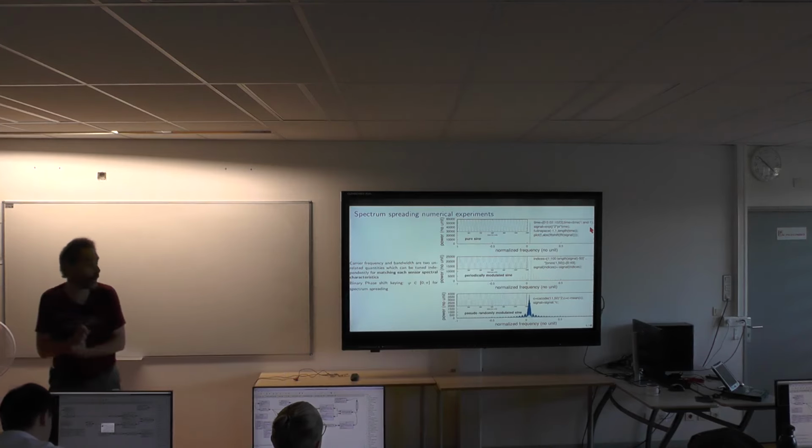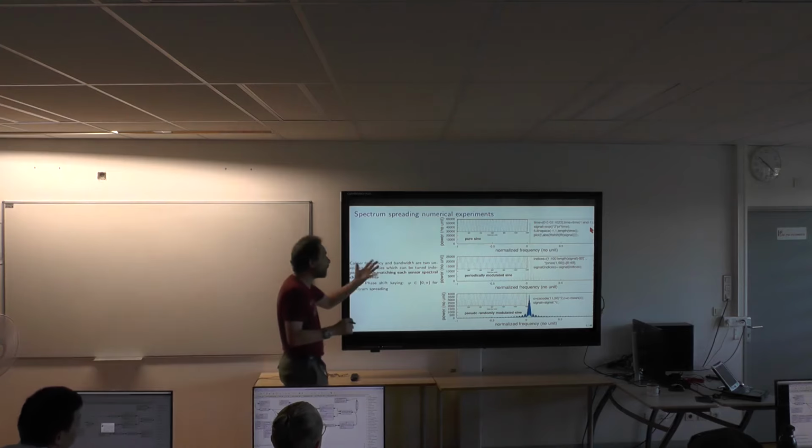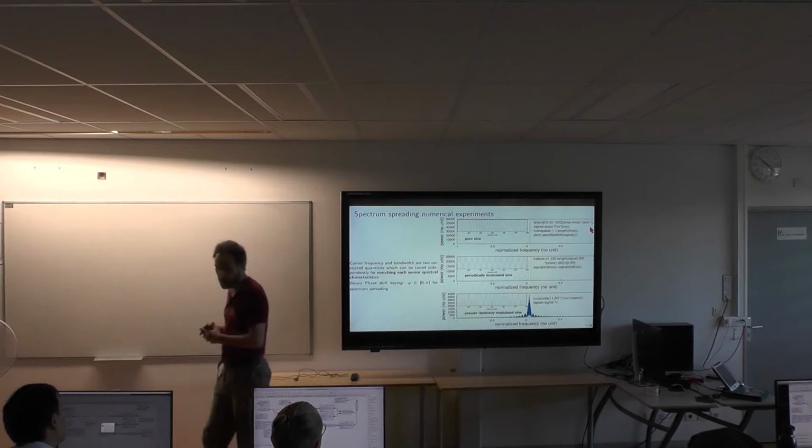So what we're going to do now is generalize the idea, and to generalize the concept of flipping the phase, instead of flipping 1 out of 2 phases, we create a random sequence of phase flipping.